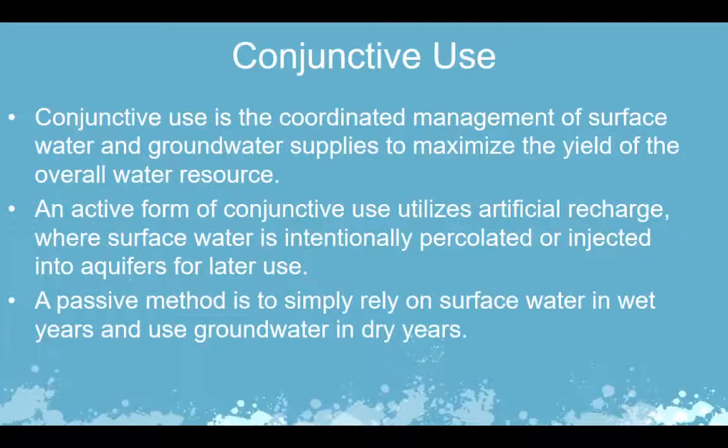So we have this term called conjunctive use. Conjunctive use is the coordinated management of surface water and groundwater supplies to maximize the yield of the overall water resource. An active form of conjunctive use is artificial recharge, where surface water is intentionally put into, percolated, or injected into aquifers for later use. So when we don't need surface water, we purposefully move it into the groundwater table. But a passive method of this is simply to rely on surface water in wet years and to use groundwater during drier years to supplement whatever missing water we can't get from the surface.